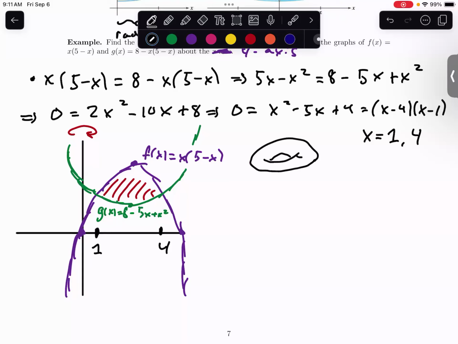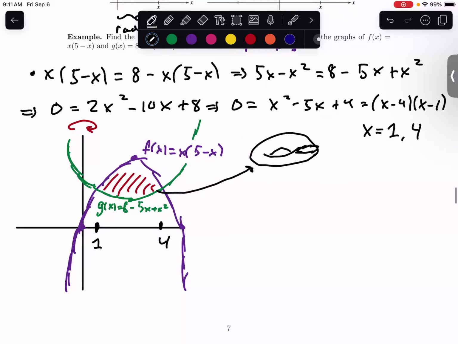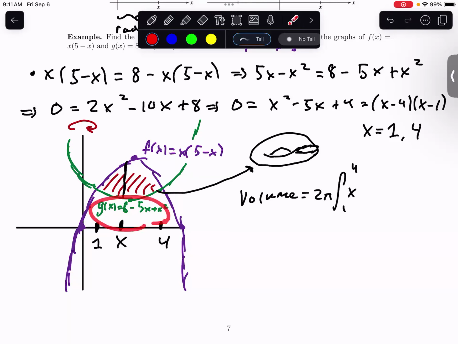So this is the cross section. Again, you don't really have to visualize this part, but I'm just doing it for the sake of it, I guess. Okay, and so once we have all of this information, we have that the height of this region is just given by f of x minus g of x, and then the radius, like we're rotating about the y-axis, so the radius is just given by x. So that means that our volume is going to be equal to 2 pi times the integral from 1 to 4 of x multiplied by the difference of these two functions.